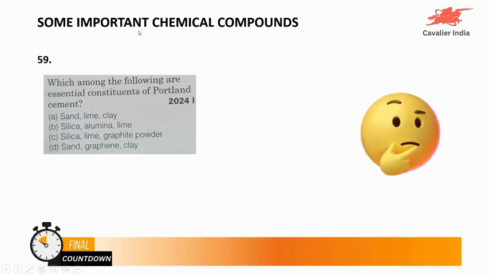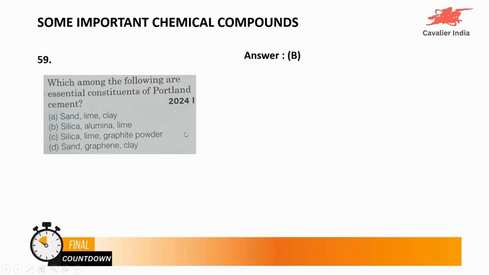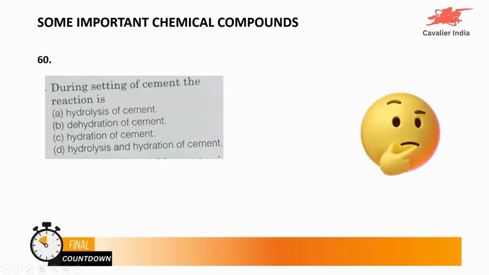Portland cement, silica, then what? Silica is present in Portland cement. Then which are the other components? Alumina and lime. Okay, these are the major components. Silica, alumina, and lime are the essential constituents of Portland cement. During setting of cement, what is the reaction which is taking place? Both hydrolysis and hydration of cement take place during setting of cement.